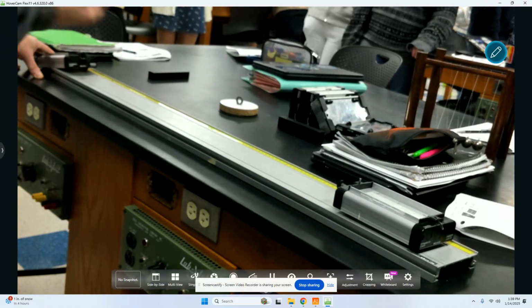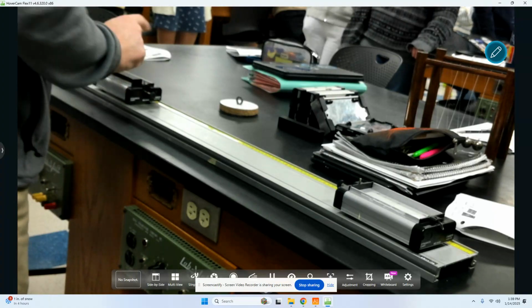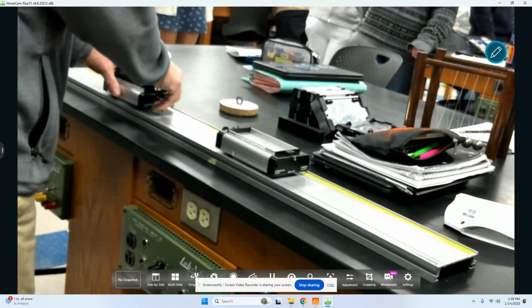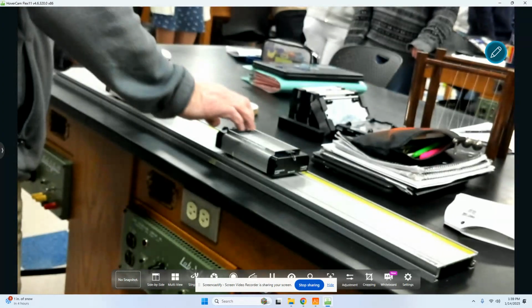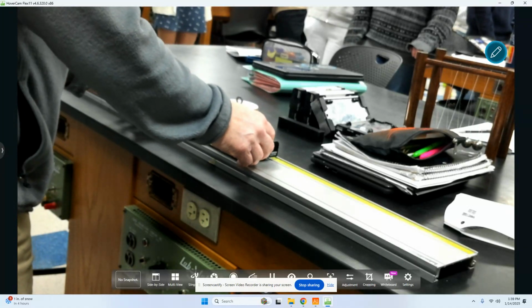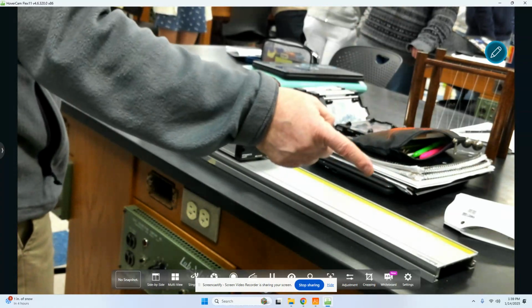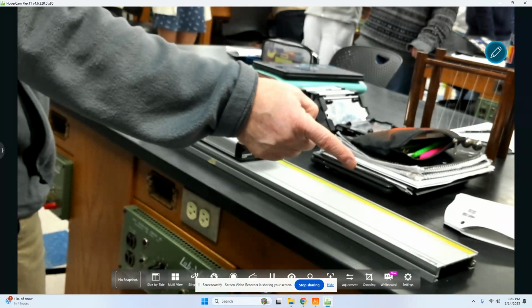Okay. Now I'm going to change the mass of this. I'm going to make this one twice as massive as this one. What you guys have to do is figure out where to place these things such that they will get to the end of the tracks at the same time. You guys understand the idea?